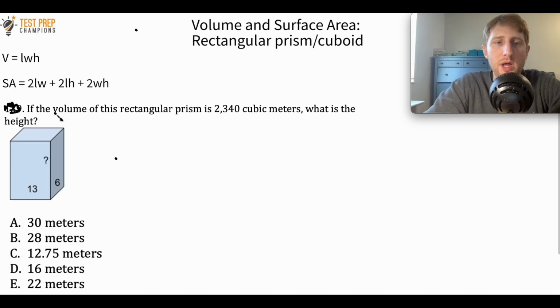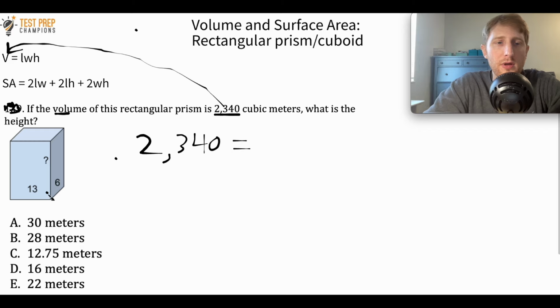So in this case here, we know that the volume is 2,340, but this time we don't know what the height is. So I can still use this formula, volume equals length times width times height. And in this case, for V, I'm going to plug in 2,340 because I know that that's the volume. So I'm going to, again, take this formula up here and I'm going to write 2,340. And I'm going to say that this is equal to 13 times 6. So I have it equal to 13 times 6 times H. And the name of the game here is to figure out what H is. So we want to get H by itself on one side of our equation here.